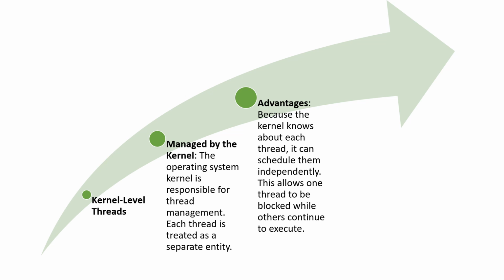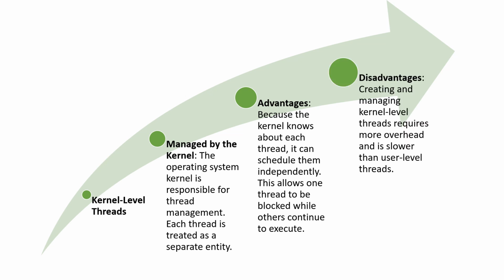The advantages are, because the kernel knows about each thread, it can schedule them independently. This allows one thread to be blocked while others continue to execute. The disadvantage here is that creating and managing kernel level threads require more overhead and is slower than user level threads. And this is a type of multi-threading.